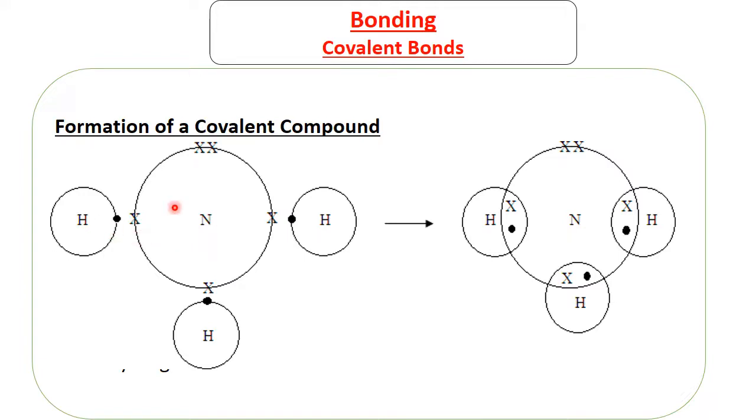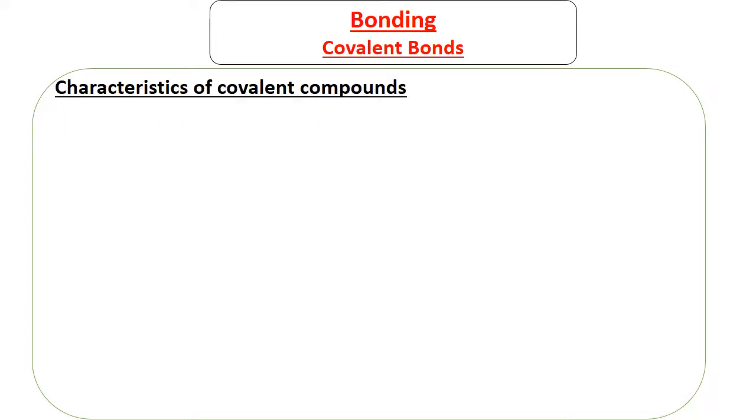What about nitrogen? Is it going to be stable? Each of the hydrogen atoms contributes 1 electron to form this compound here. So if you count the number of electrons in nitrogen, there are 1, 2, 3, 4, 5, 6, 7, 8. 8 electrons. Therefore, nitrogen is stable. And this is how ammonia is formed.